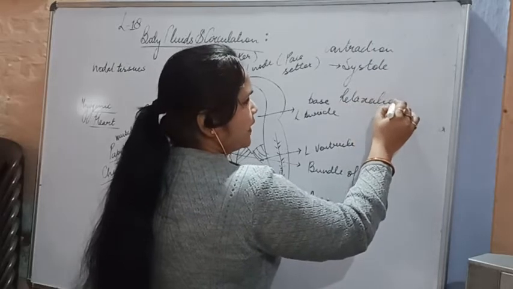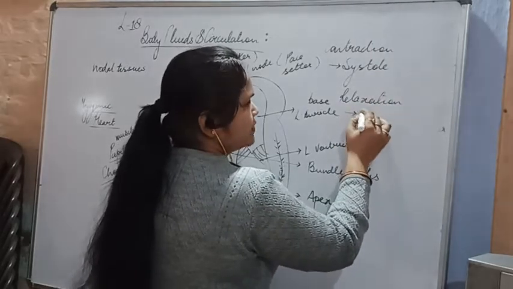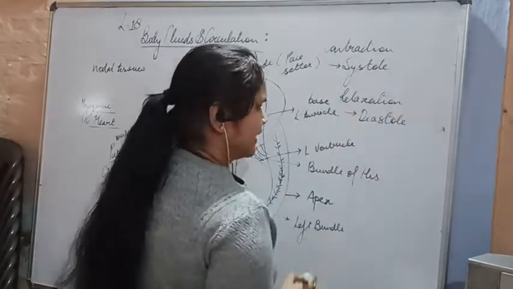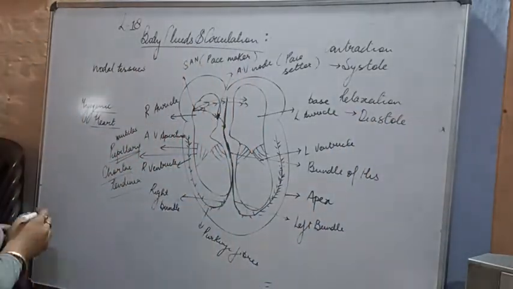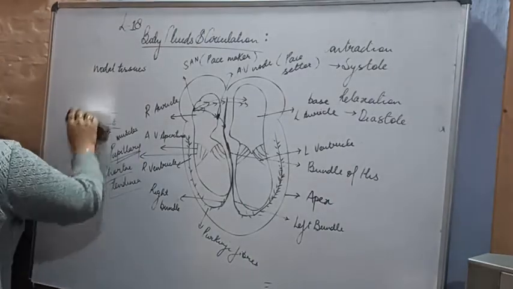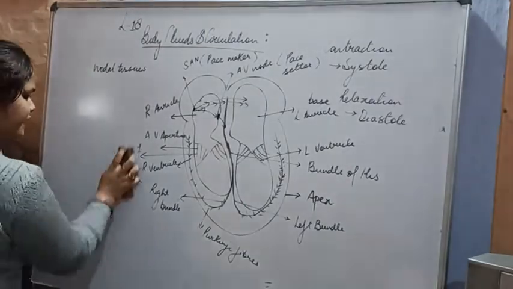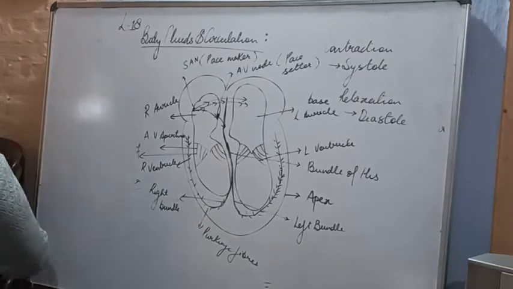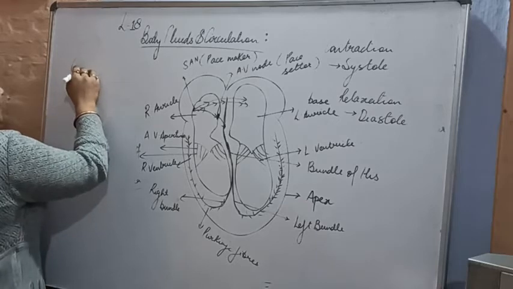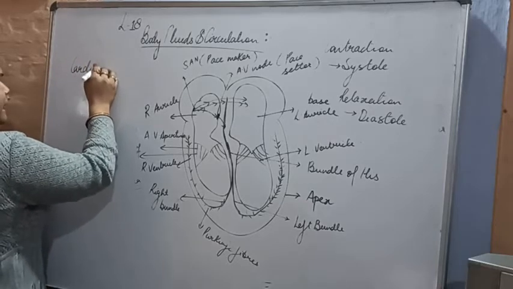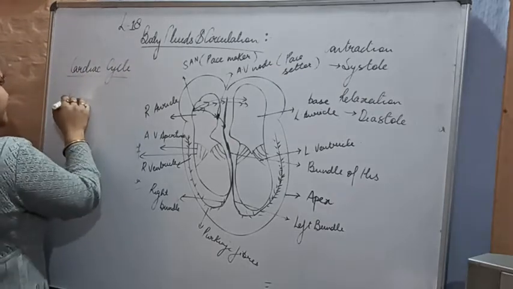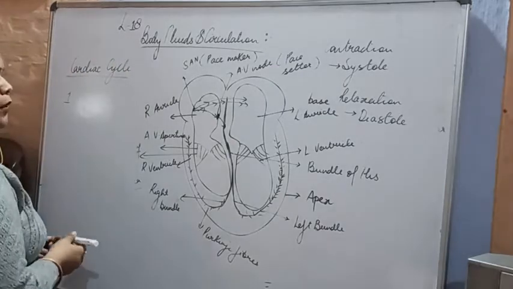So we will be leading next towards our cardiac cycle. So what happens basically in the cardiac cycle? Let's start with that. A little bit of clearing of the board is required. Now the nodal tissues we have already discussed. Here your cardiac cycle comprises three important events.